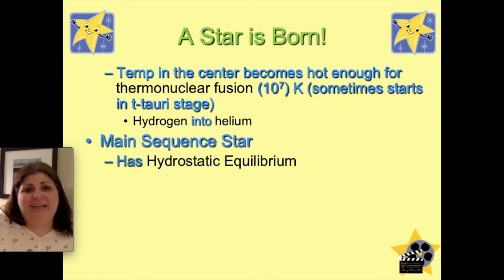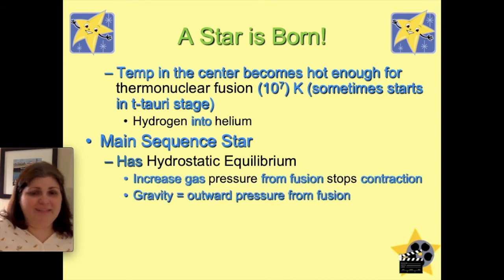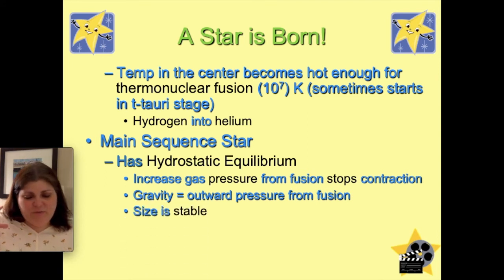And it has hydrostatic equilibrium. So a main sequence star is the first stage of the star. It's doing hydrogen fusion in the core, and it's got hydrostatic equilibrium. And just to remind you, hydrostatic equilibrium means that the size is stable because the inward force of gravity is balanced by the outward force.